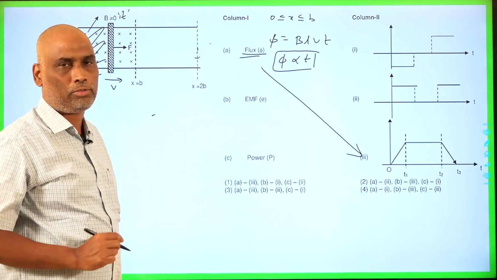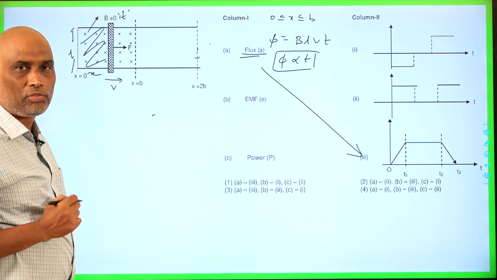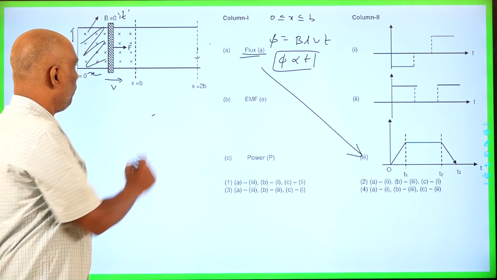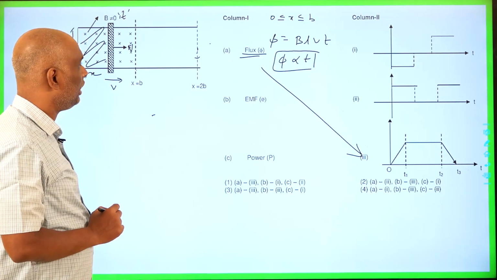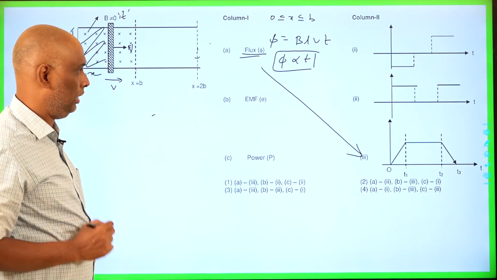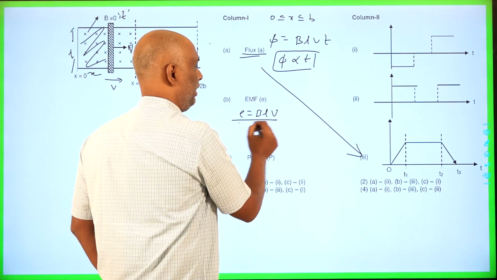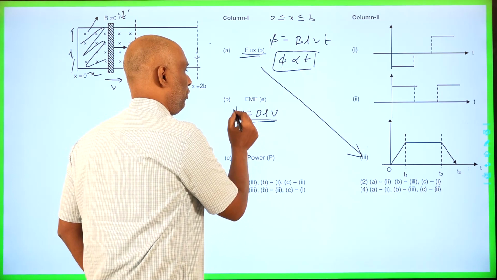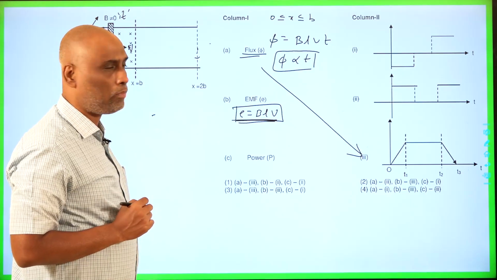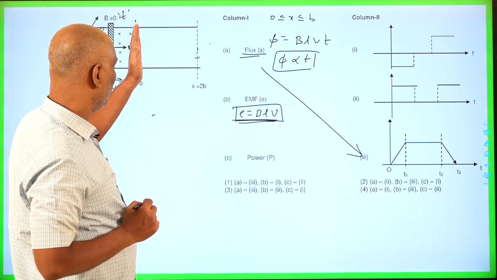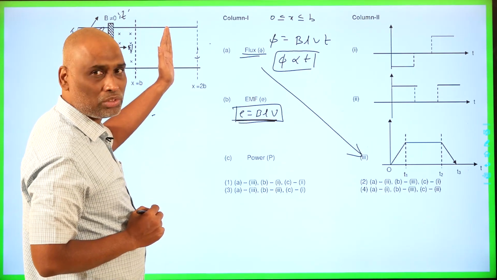Later, when it comes to EMF, EMF will be induced across the two ends of this rod as long as it is moving in the magnetic field. If I imagine that it is moving with a constant speed, which we will take as constant, then initially what will be the EMF? EMF is equal to BLV. This value will be the expression for EMF as long as the rod is moving inside the magnetic field, so initially the EMF will be constant. Once it comes outside, the flux will remain constant and the EMF will become 0.